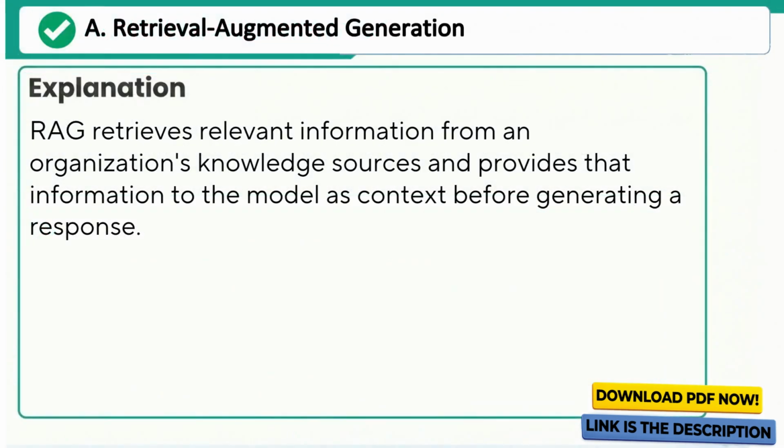Correct answer. A. Retrieval-Augmented Generation. Explanation. RAG retrieves relevant information from an organization's knowledge sources and provides that information to the model as context before generating a response.